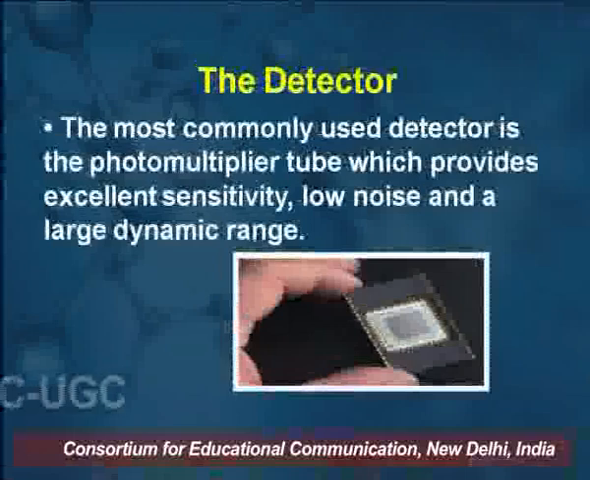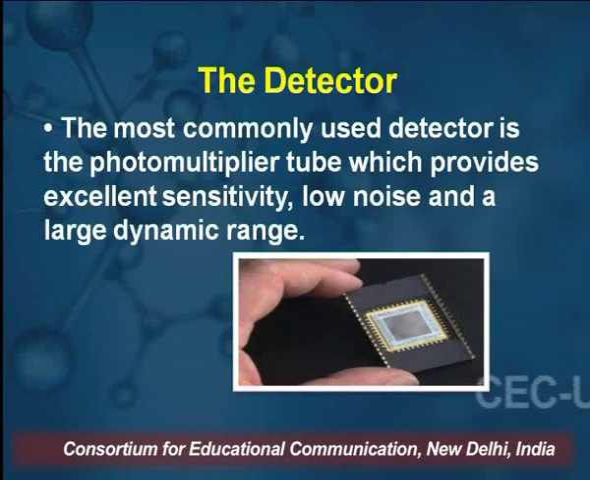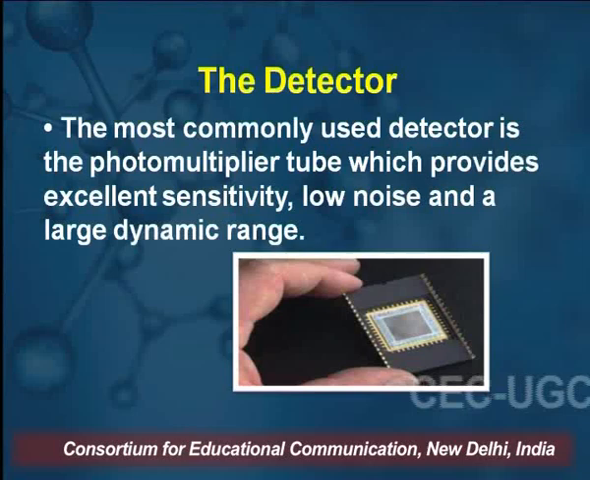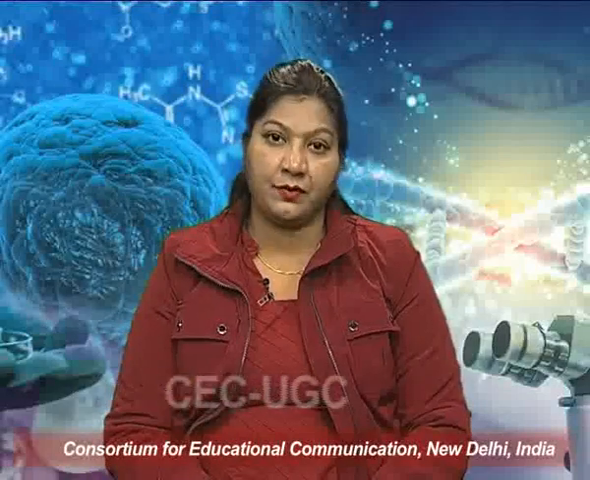So lastly, before coming to the display unit, there is a detector. The most commonly used detector is the photomultiplier tube, which provides excellent sensitivity, produces a low noise ratio, the signal will be higher, and we will get a large dynamic range. On the screen we are seeing the detector that is used in the Raman spectrophotometer.